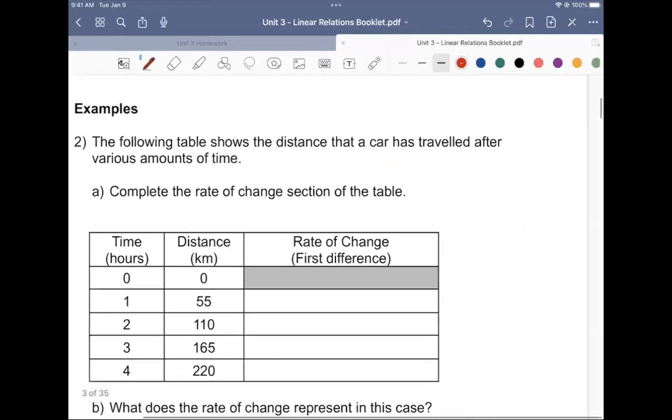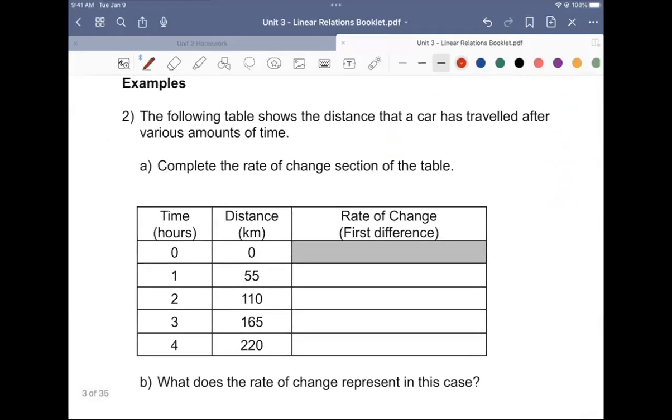So the first thing that we're going to do is we're going to take a look at this table, and we are going to look at the rate of change in the distance specifically here. So when we do this, we're going to use something called first differences. What that means is I have these two values and I want to know the difference between them. So when I'm doing this, I'm going to go 55 minus 0 is equal to 55. If I take a look between these two numbers, that one goes there, this one will go here. I have 110 minus 55 is also equal to 55.